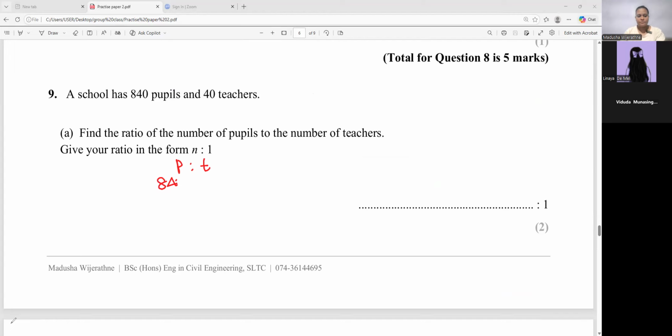840 is to 40. Then we can keep on simplifying this. Can divide by 10: 84 is to 4. Then both are divisible by 4: 21 is to 1. Answer is 21 is to 1. If you don't simplify it, you don't get full marks. 1 is given, so write in the form n is to 1. Second term is 1. First term is then 21. Fill the blank with 21.